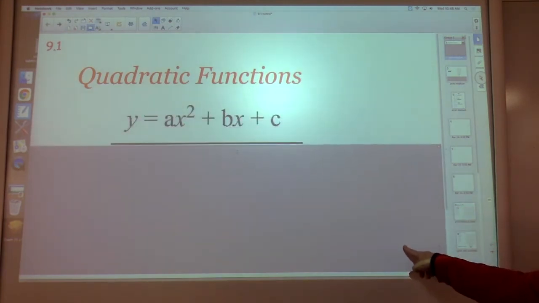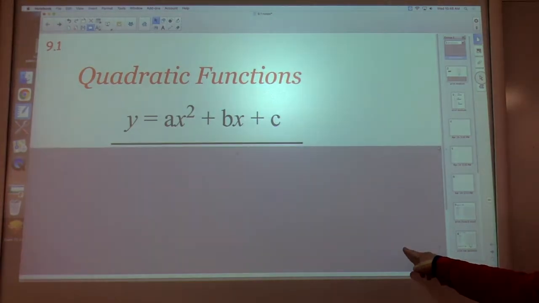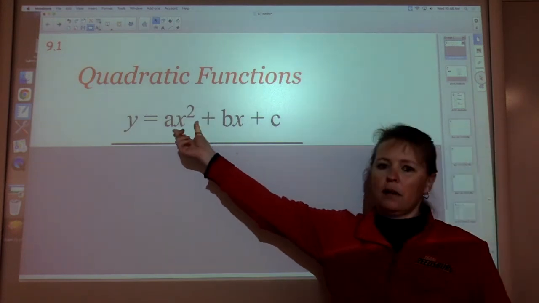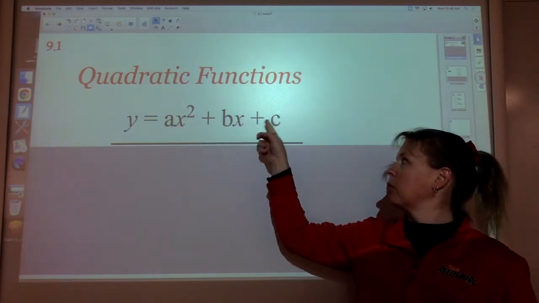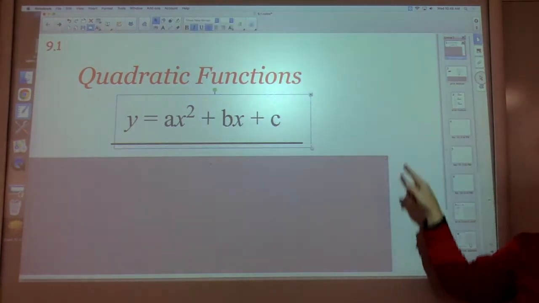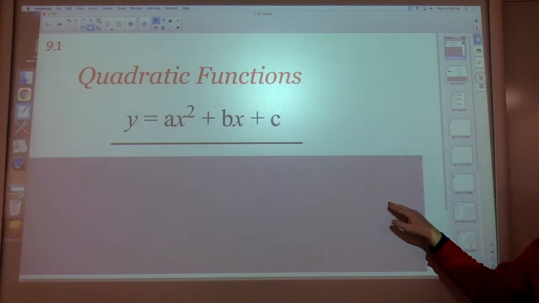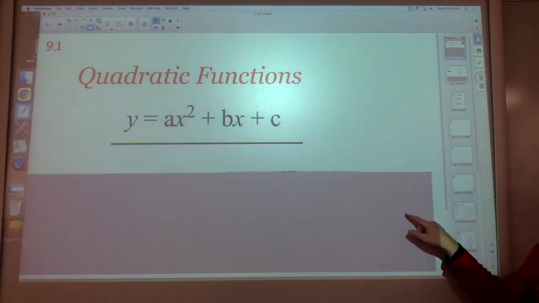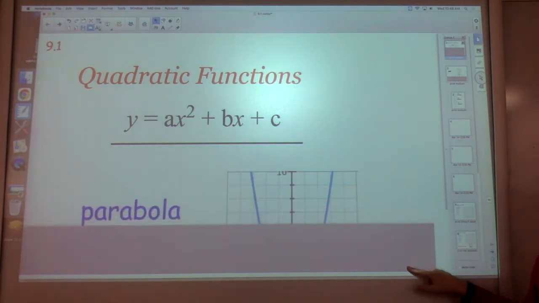A quadratic function looks like this, not horribly complicated. Y equals, just like y equals mx plus b, but then it's ax squared plus bx plus c. So what really got added to this is the ax squared. Compared to mx plus b, which would be linear, this is quadratic. Y equals ax squared plus bx plus c. So there would be a number for a, a number for b, and a number for c. That's a quadratic function.